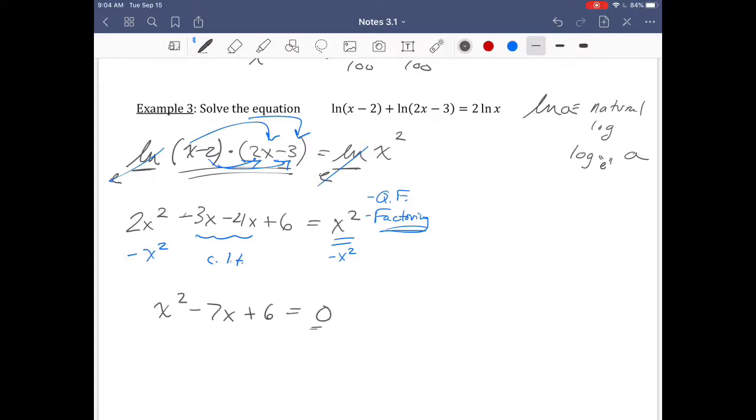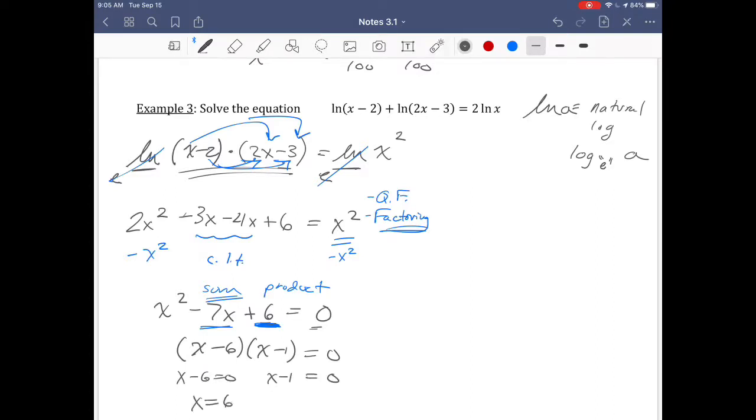Now that we have that 0, we are all set to factor: x minus 6, x minus 1. Remember, we're looking for numbers whose product is this value and whose sum is this value. That's the main factoring idea here. Once we get to this point, x minus 6 equals 0, x minus 1 equals 0, you set both terms equal to 0 and get x equals 6 and x equals 1. So these are our answers, right?